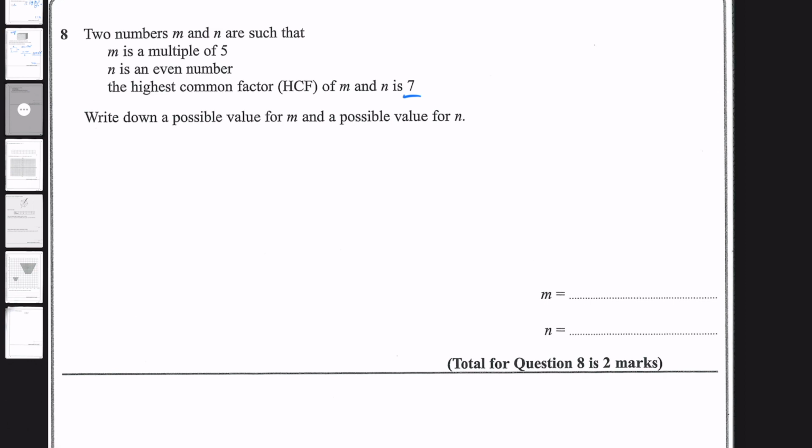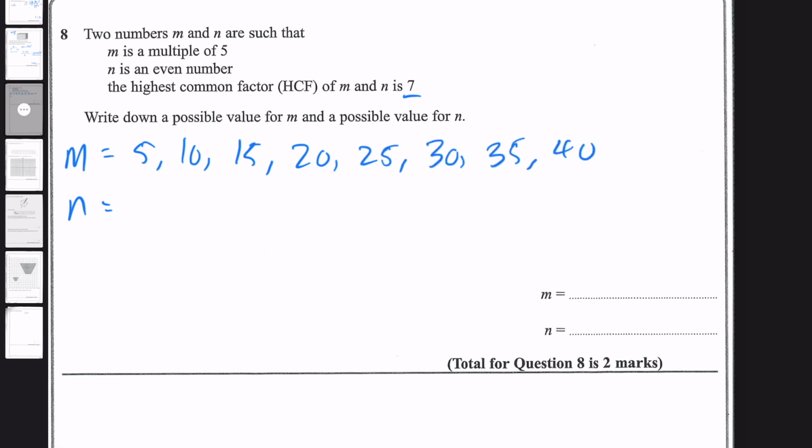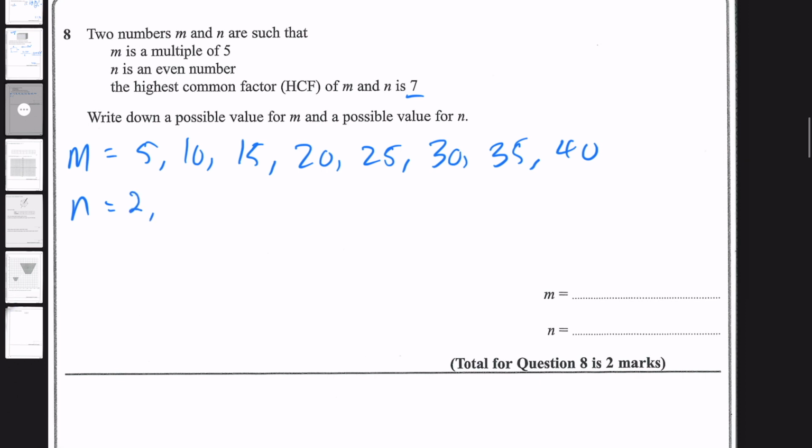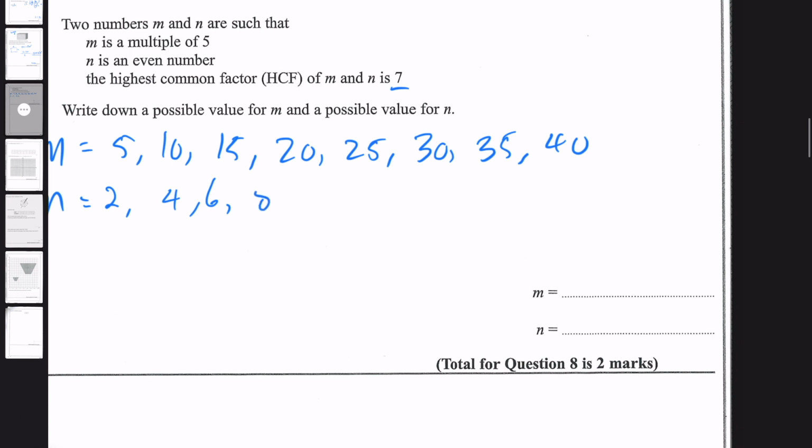So let's write out values for M and values for N, and we'll see which one appears in the 7 times table first of all. So M is a multiple of 5, so I would say this is 5, 10, 15, 20, 25, 30, 35, and 40. N is an even number, that means it's in the 2 times tables, so 2, 4, 6, 8, 10, 12, 14, 16, 18. Now you're scanning across and you're saying which number appears in the 7 times table first.